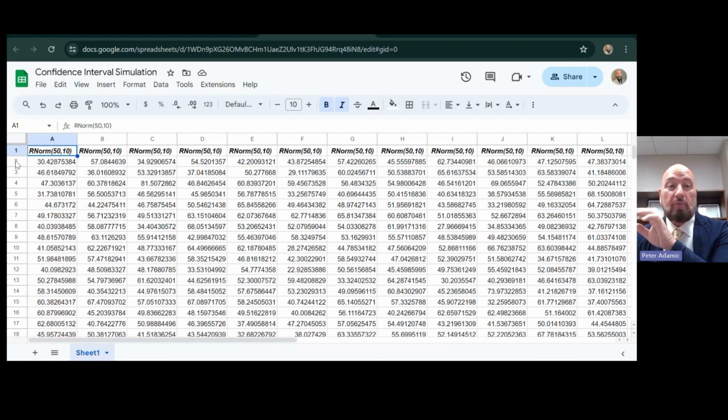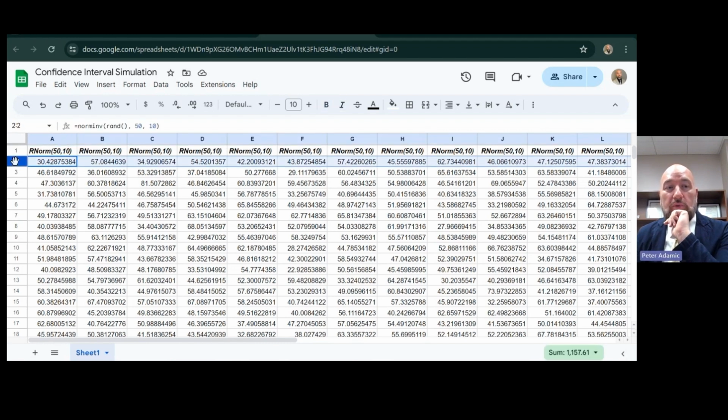So, like I said before, the population that we're drawing from is known. It's known to be a normally distributed population with a mean of 50 and a standard deviation of 10, and you can actually see that explicitly in the first row in each of the cells. I said earlier that each row will correspond to a sample. So let's consider the second row here.